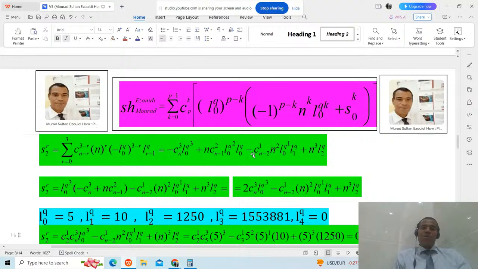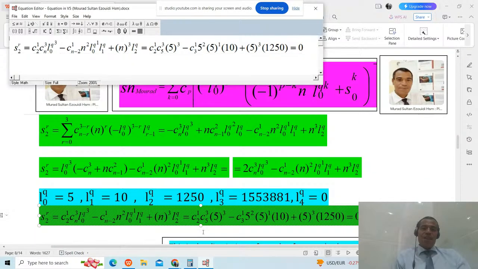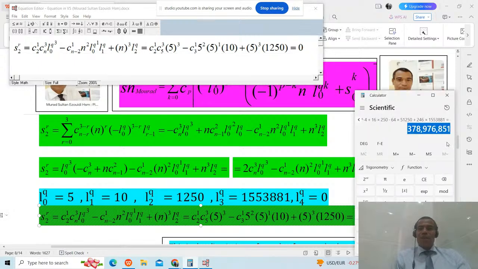Therefore, you just figure out the common factor between the first two terms. You will put it outside the brackets, and you should calculate this. The difference between these two combinations will give you exactly combination 2 choose 1, or just 2. Combination n choose 3 and L0 for the q cubed, raised to the power 3, minus combination n minus 2 choose 1, n squared and L0 for the q cubed times L1, plus n cubed times L2. Just calculation here. I will use my calculator and figure out the value of S2.